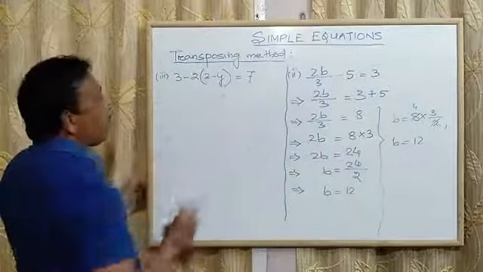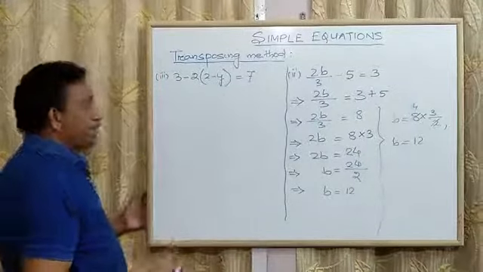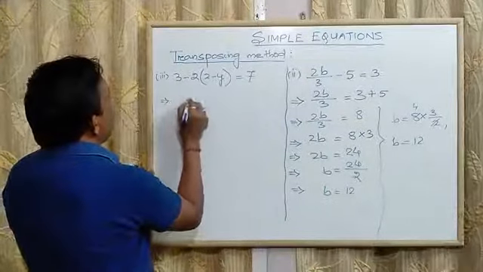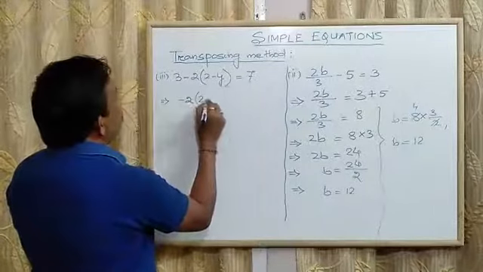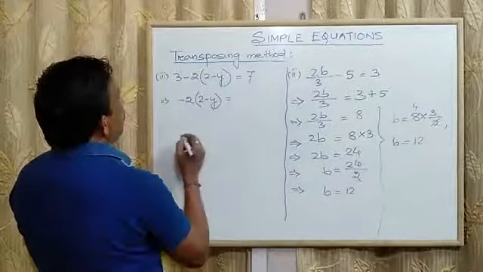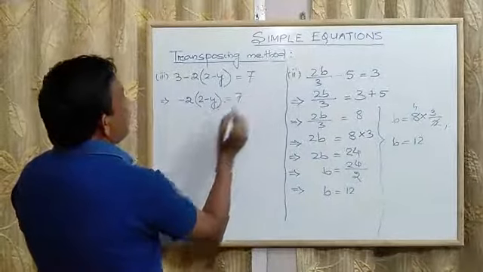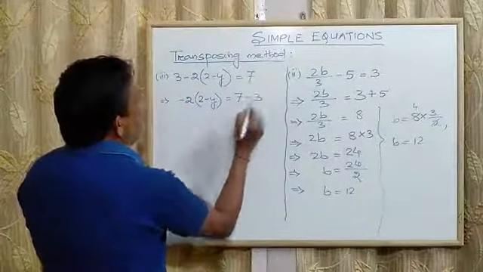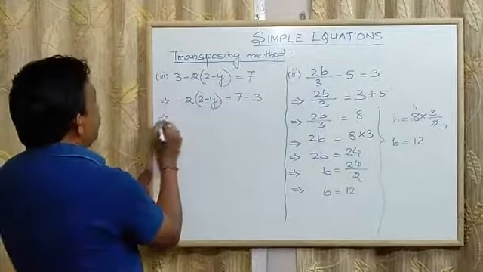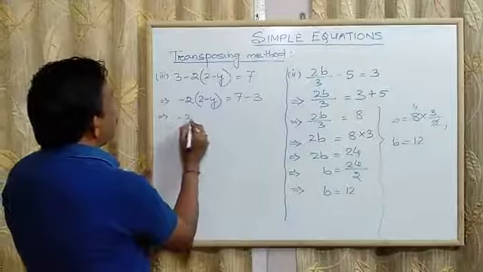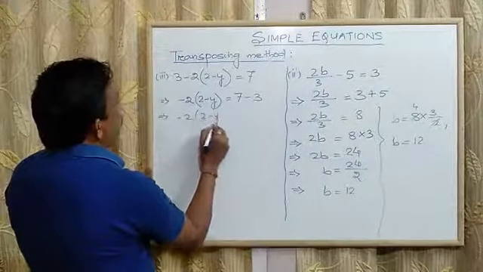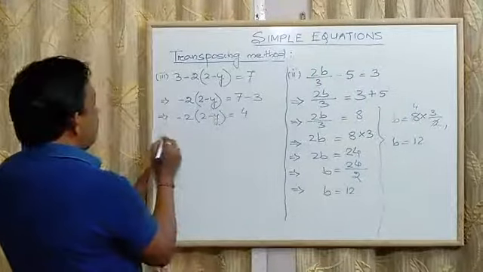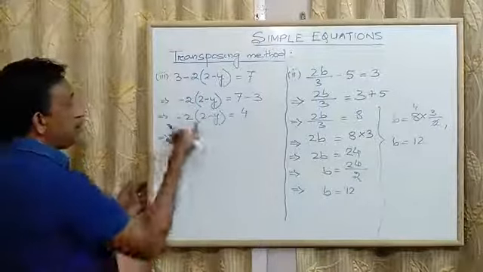So plus 3, when it goes to the other side, it will become minus 3. So I can write minus 2 into 2 minus y is equal to 7, which was already on the right hand side. So this plus 3 goes to the other side, it becomes minus 3. So this becomes how much? Minus 2 into 2 minus y is equal to 4. Now it looks so difficult, no? You see, it becomes so easy.